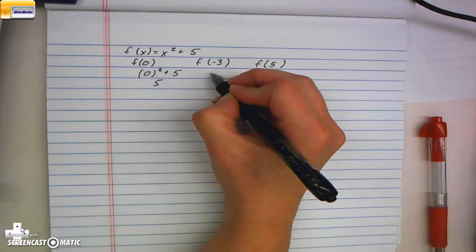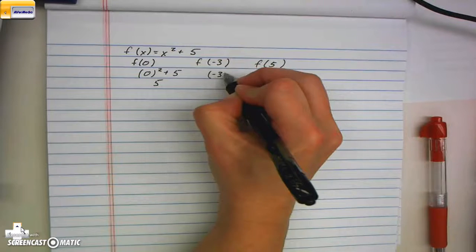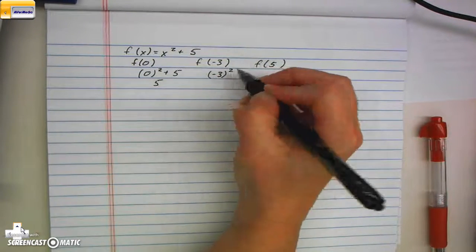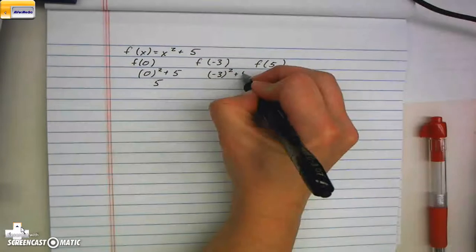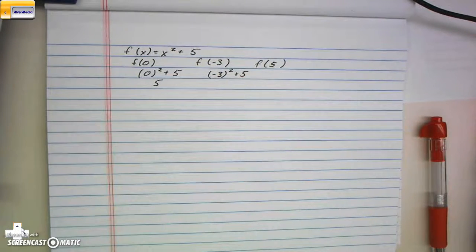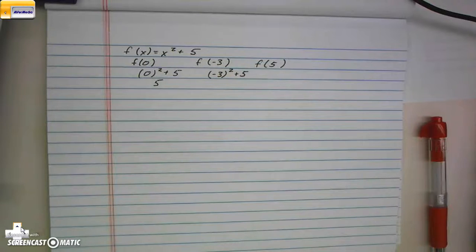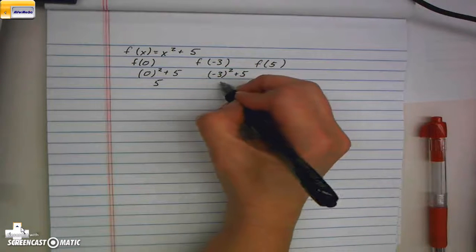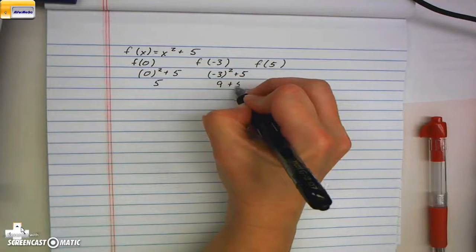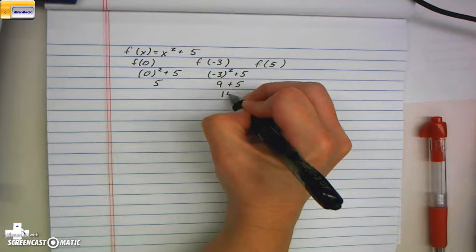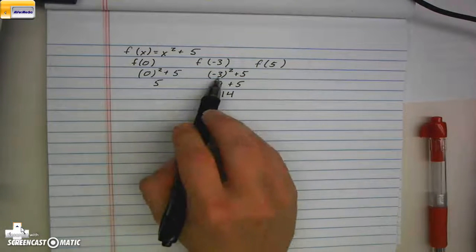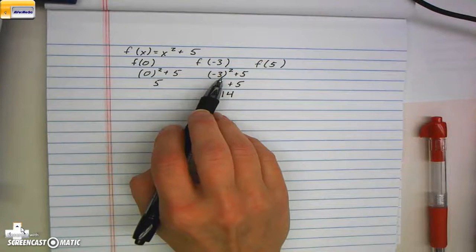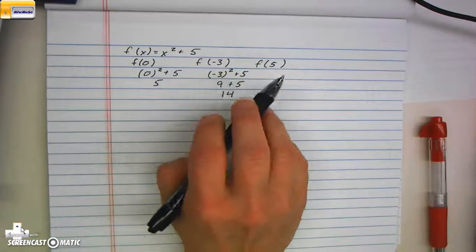For this one, you have to make sure you put the negative inside parentheses before you square it. So what is -3 squared? 9. So this should be 9 plus 5, which is 14.